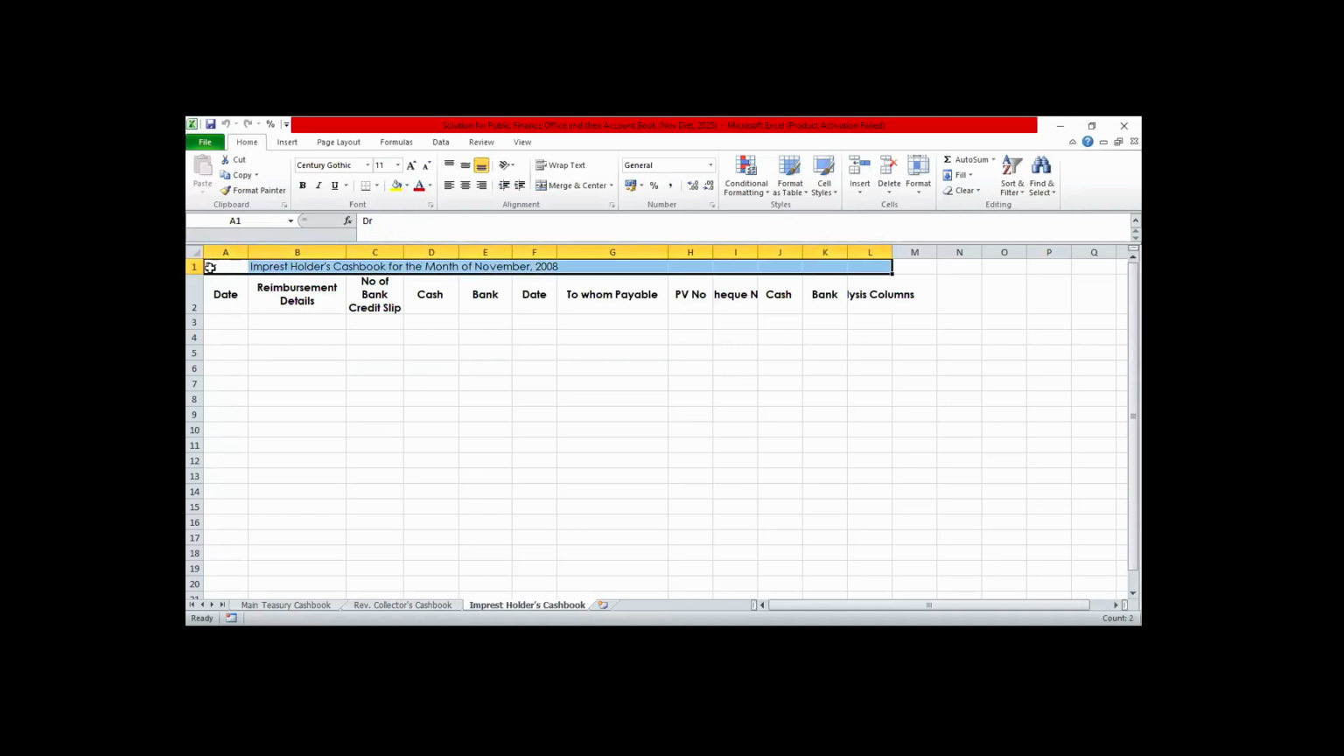Now, look at the question we are meant to solve. We call it the imprest cash book for the month of November. And it has the following content: date, reimbursement details, number of bank credit slip, cash, bank, date again. The first 5 columns there are the debit side, while the credit side starts from another date, to whom payable, PV number, check number, cash, bank, analysis column. Now, we need to pick it up from there and see how to go about it.